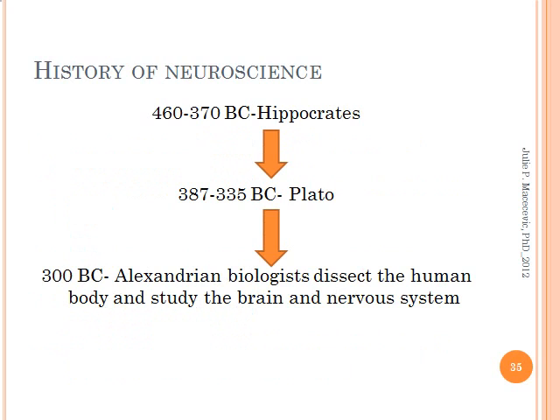Human dissections began in Alexandria, Egypt, where condemned criminals were actually dissected while still alive in some cases. Dissection of the human body allowed biologists to identify anatomical structures within the brain.